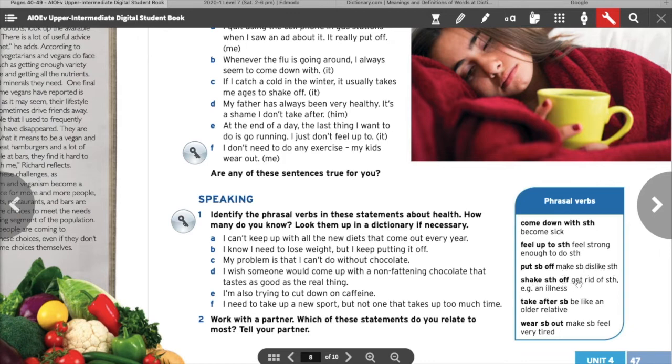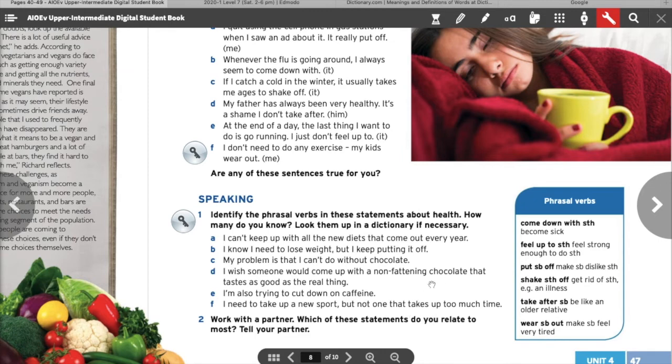Shake something off is when you get rid of something like an illness, something that you don't want with you anymore. Take after somebody, be like an older relative. For example, when you have the same behavior as your mother, as your father, your grandfather, as an older relative, you take after him. That means that you are like them. And wear somebody out is when you make somebody feel very tired. For example, when you're with your kids and at the end of the day you feel really tired because they're asking you questions and they want attention, etc.